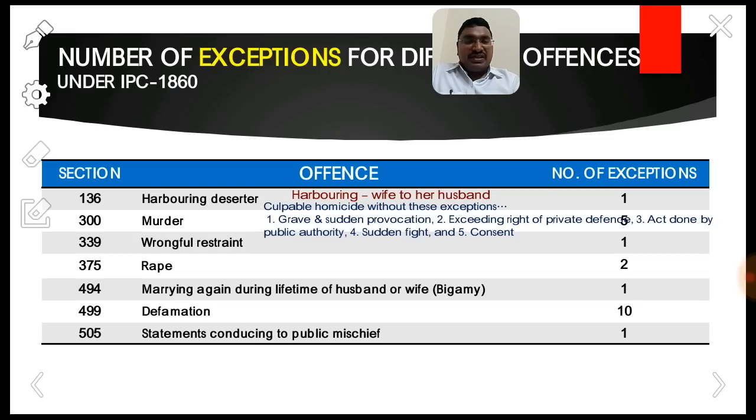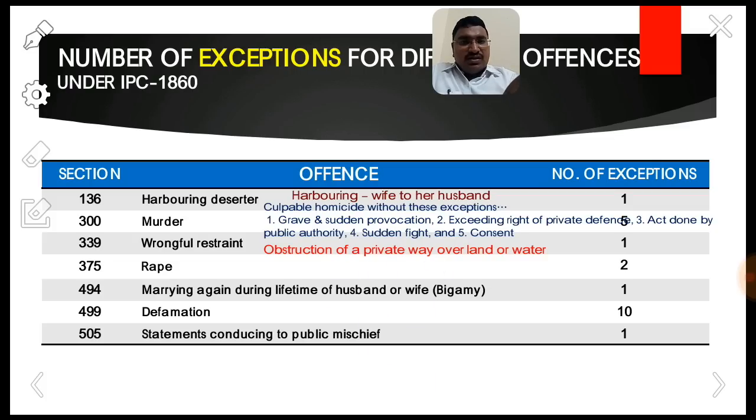Grave and sudden provocation: culpable homicide with a grave and sudden provocation is not a murder. A culpable homicide exceeding the right of private defense is not a murder. A culpable homicide in which the act is done by public authority is not a murder. Where there is a fight between the parties, there is no murder. Where there is consent from the deceased person, it does not amount to murder. These are the 5 exceptions under 300.